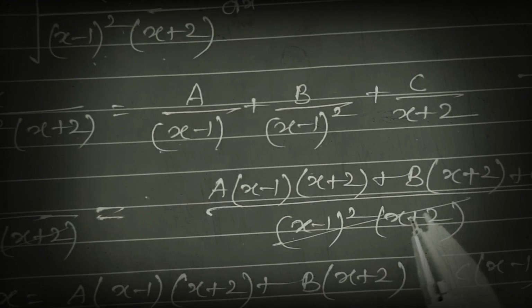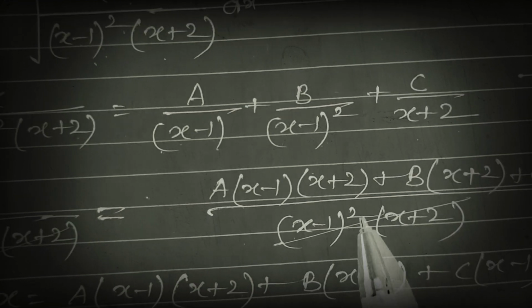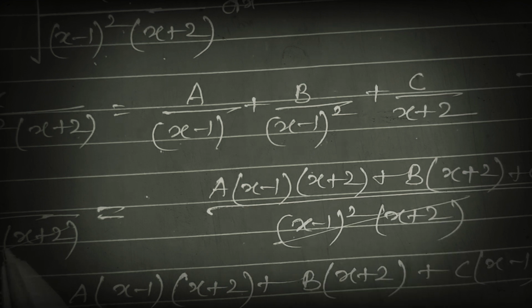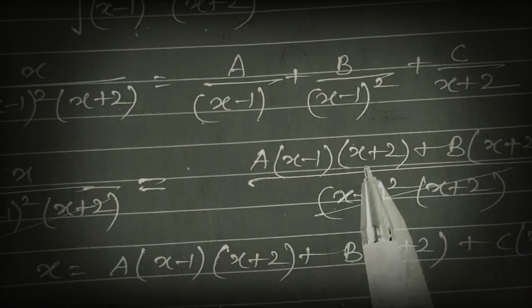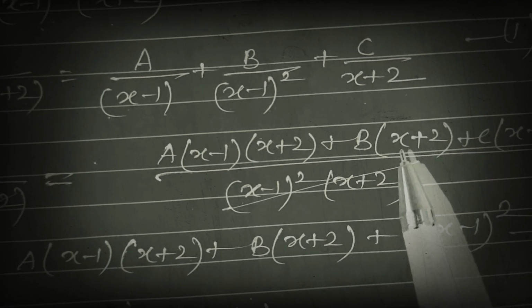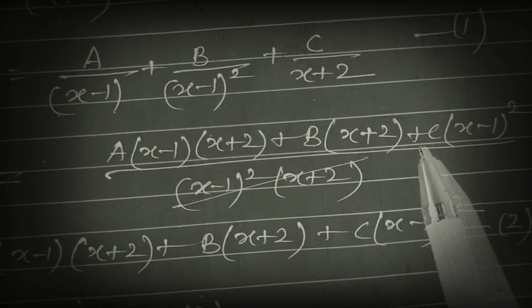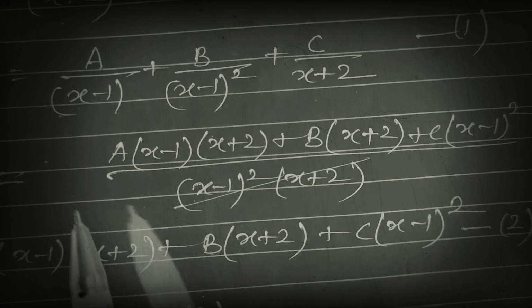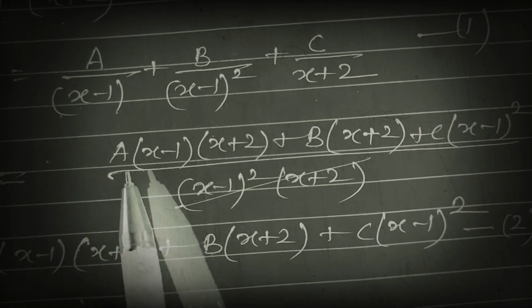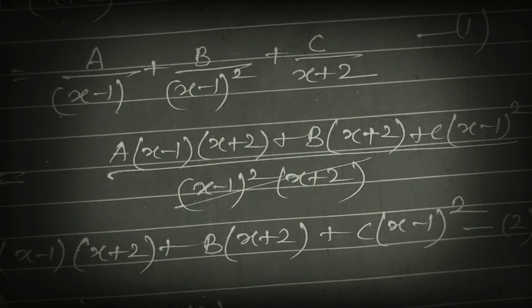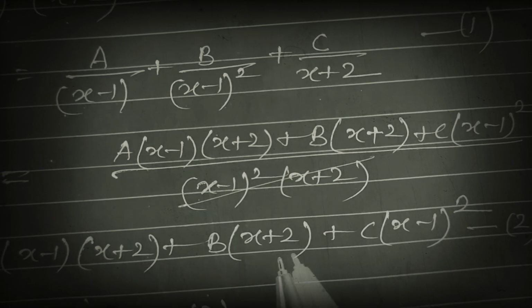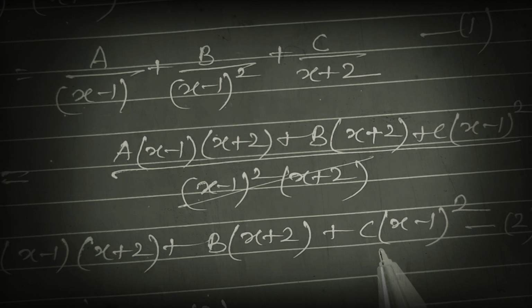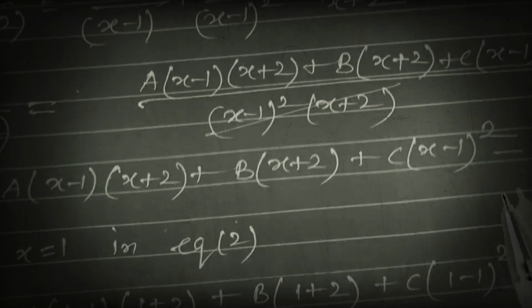So take the LCM of this. LCM is x minus 1 whole square into x plus 2. Denominator is the same, so we can cancel. X is equal to a into x minus 1 into x plus 2 plus b into x plus 2 plus c into x minus 1 whole square. So we have to find a, b, c by using this equation.